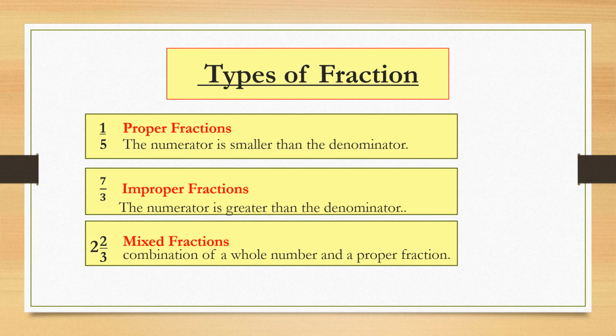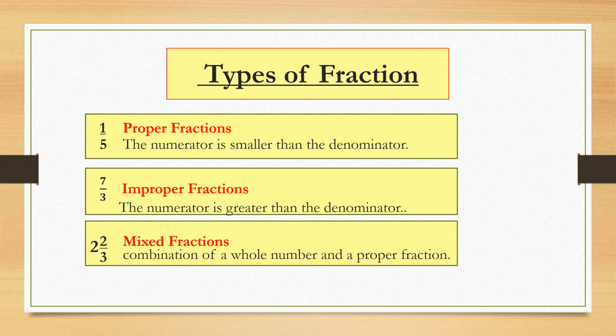Now let's recap different types of fractions. First one is proper fraction. What do you mean by proper fraction? If the numerator of a fraction is less than the denominator, then it is called a proper fraction. For example, 1 upon 5. 1 is the numerator, 5 is the denominator. So 1 is less than 5. So 1 upon 5 is the proper fraction.